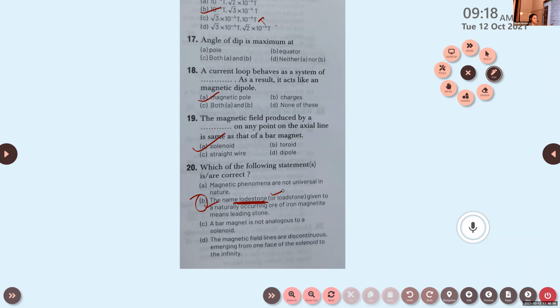A bar magnet is not analogous to a solenoid. Actually, we studied that the solenoid behaves like a magnet, so it is analogous to a bar magnet. The magnetic field lines are discontinuous? It's wrong. They are continuous, emerging from one face of the solenoid to infinity.